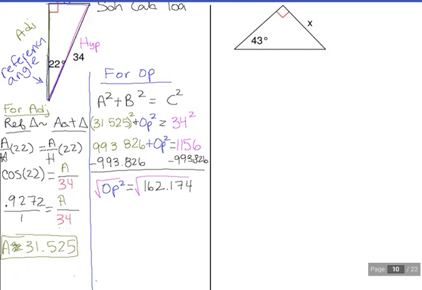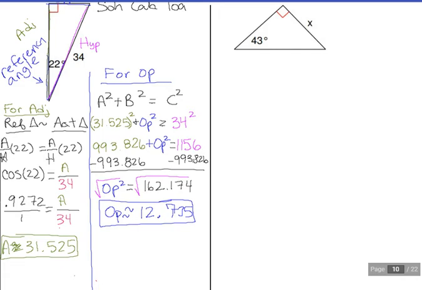Okay, so the OP value is going to be approximately 12.735. Again, that fits because it's across from the smallest angle, so it should be the smallest side. The adjacent side would be the next largest angle, therefore the next largest side. Of course, the hypotenuse is the largest.